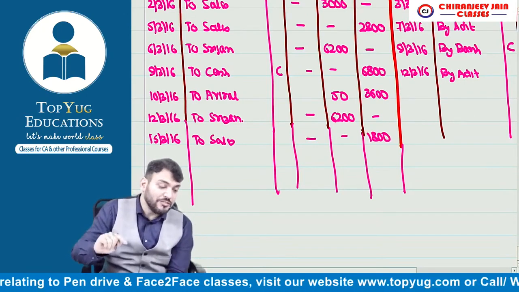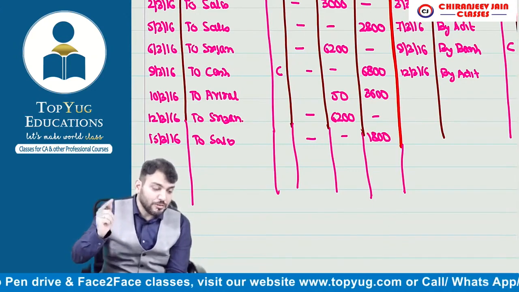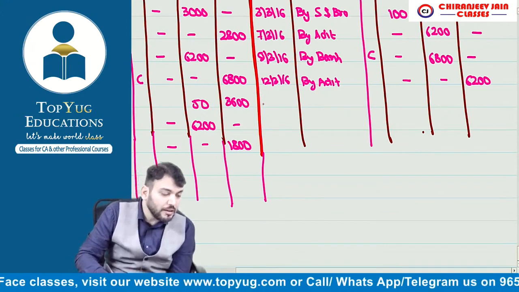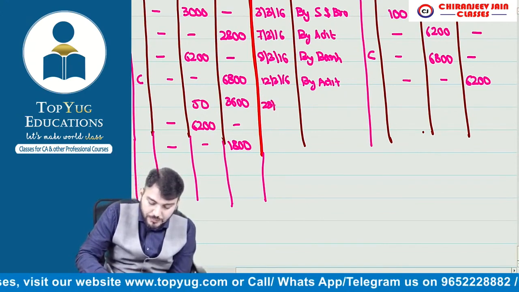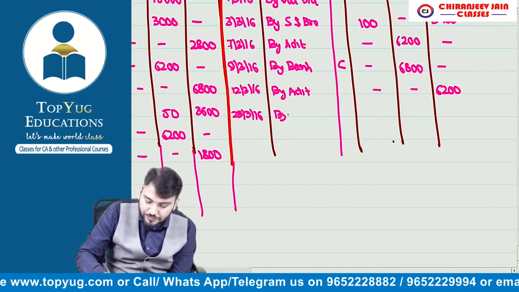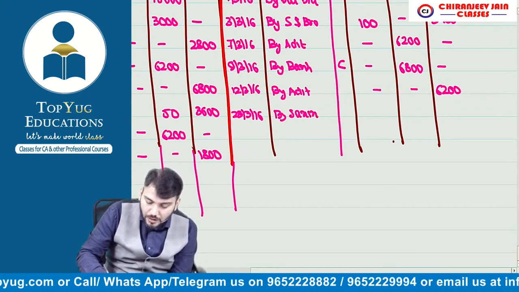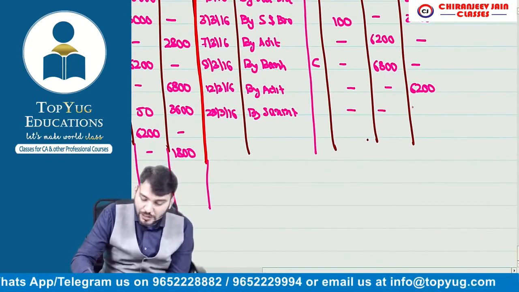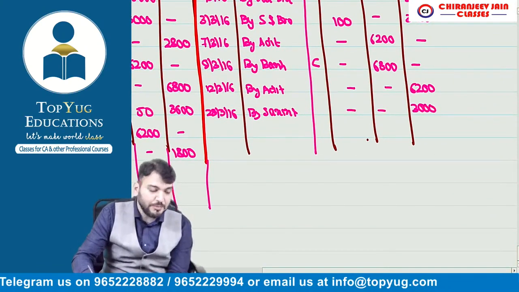Now paid to Sanchit by check. So we record the payment. How much? On 28th March 2016, by Sanchit. Understood? How much paid? 3000 has been paid.